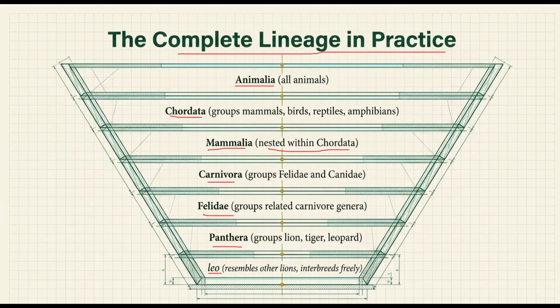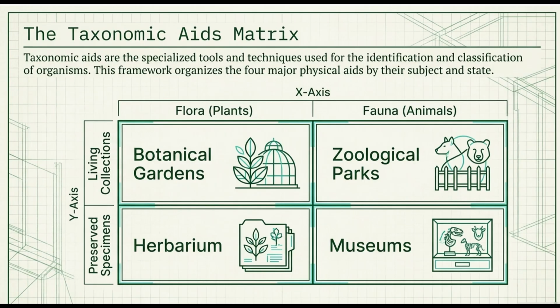Okay. So taxonomic aids, right? This is how we name the creature. Now let's see the taxonomic aids. So taxonomic aids are tools and techniques used in the identification and classification of organisms. Important taxonomic aids include Herbarium, Botanical Gardens, Museum, Zoological Park, and Keys.